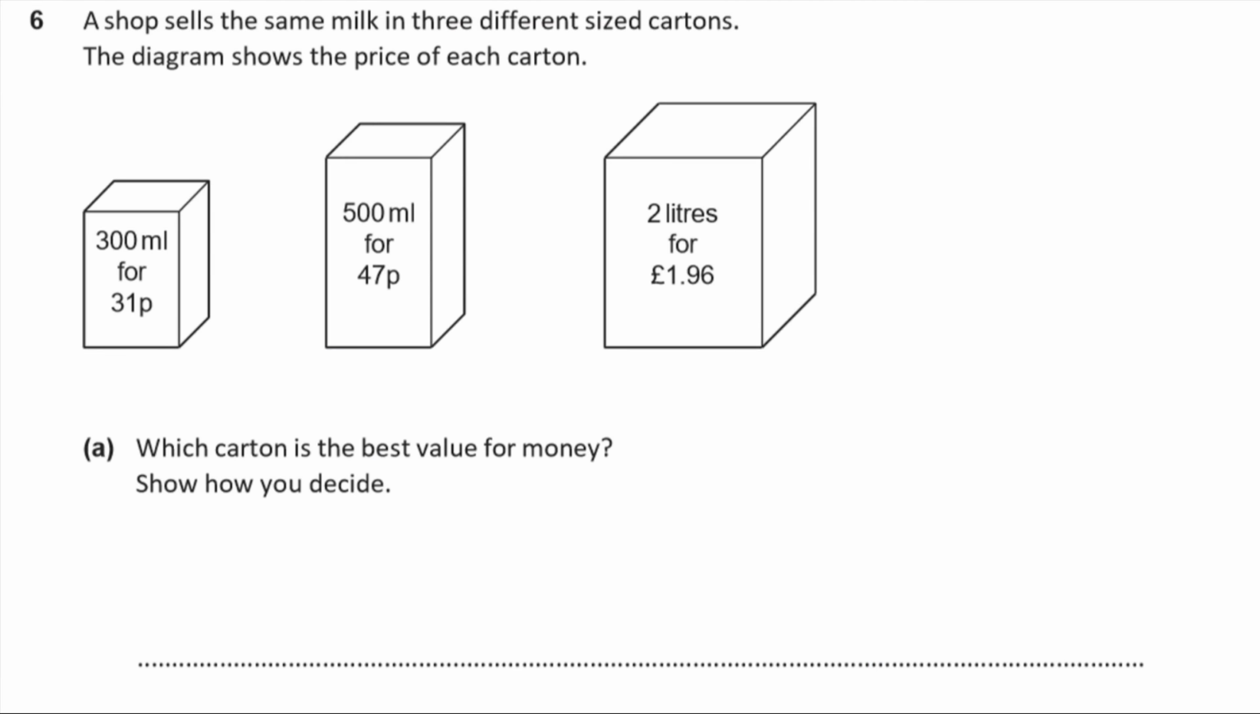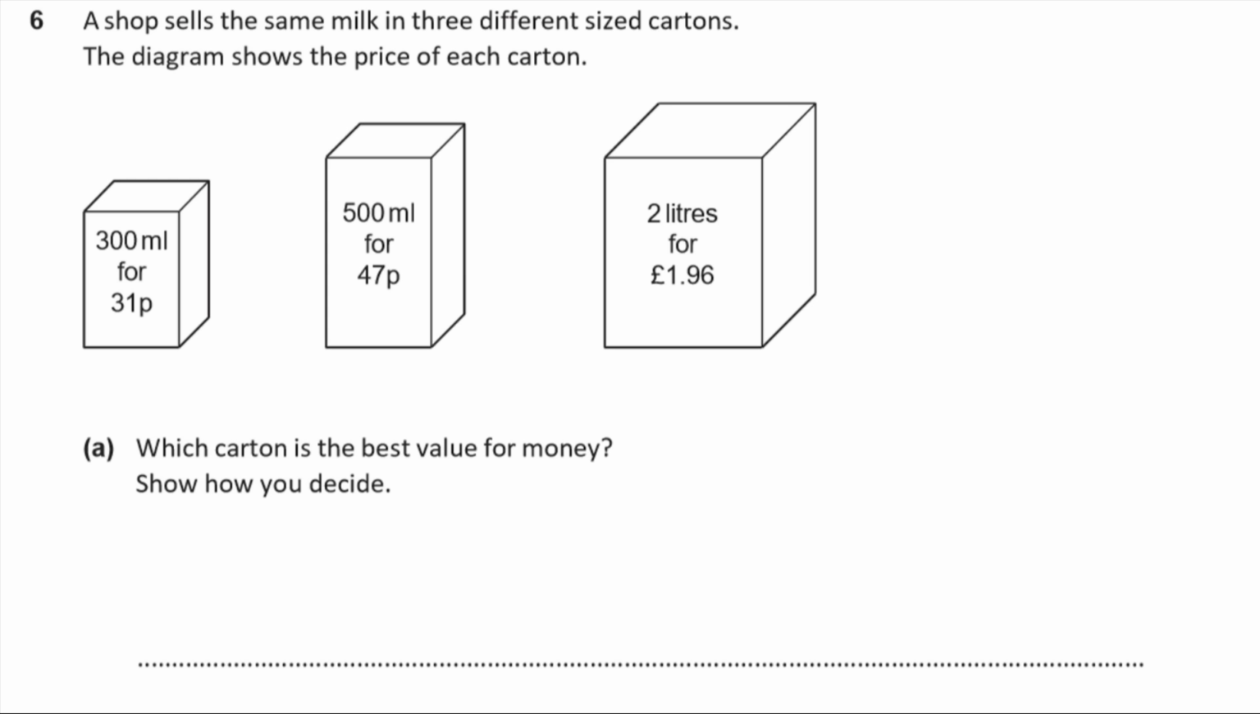Question 6. A shop sells the same milk in 3 different size cartons. The diagram shows the price of each carton. So you can buy it for 300 millilitres for 31p, 500 millilitres for 47p, or 2 litres for £1.96. Which carton is the best value for money? Show how you decide. Now, your kind of natural instinct would be the bigger one would be the cheapest, but shops, they're a bit naughty sometimes, and it doesn't always work out that way.